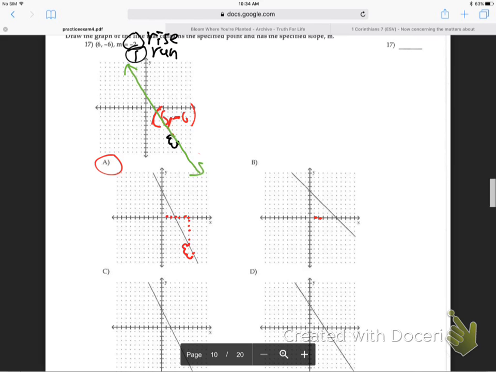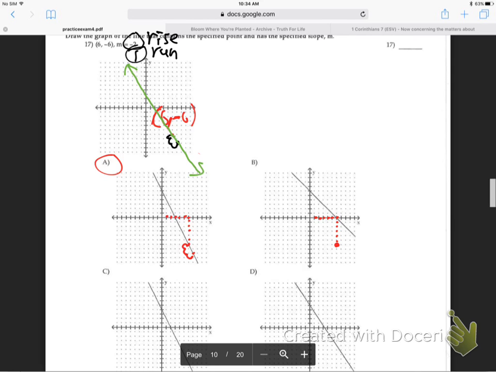Over 6: 1, 2, 3, 4, 5, 6. Down 6: 1, 2, 3, 4, 5, 6. No way. It should have a dot right there. Not even on the line. So B's out. See how we know B's out? I'm not even messing with the slope. I just tried to find the point over 6, down 6, and the line is supposed to go through that point. That line completely misses that point, so it's not B.